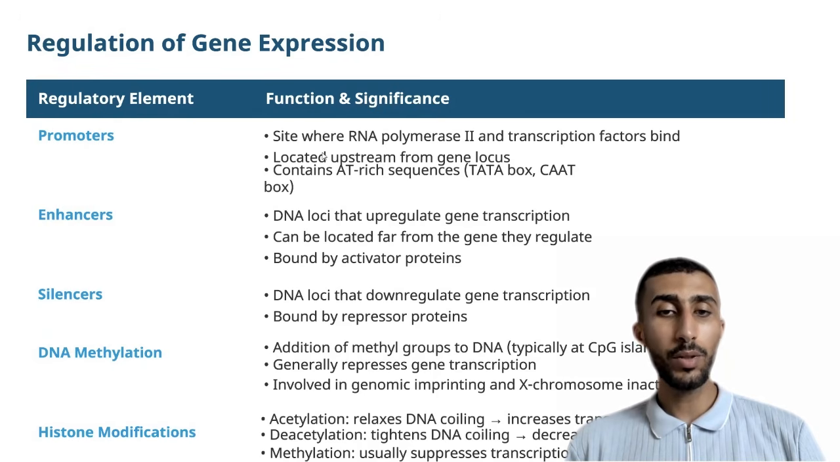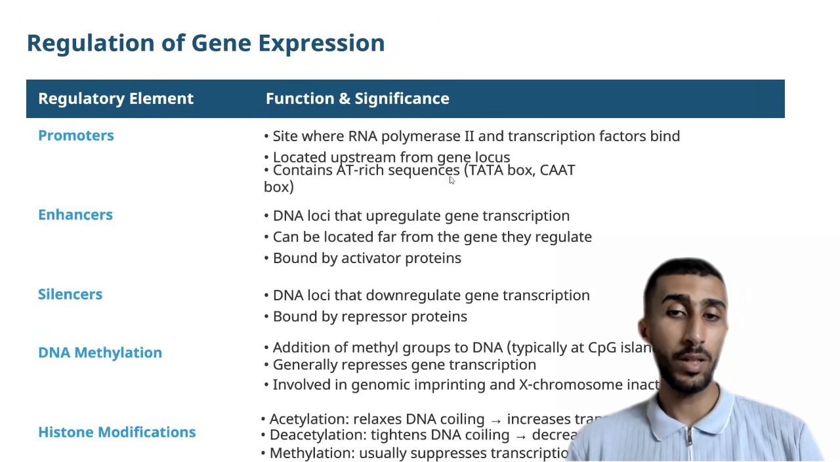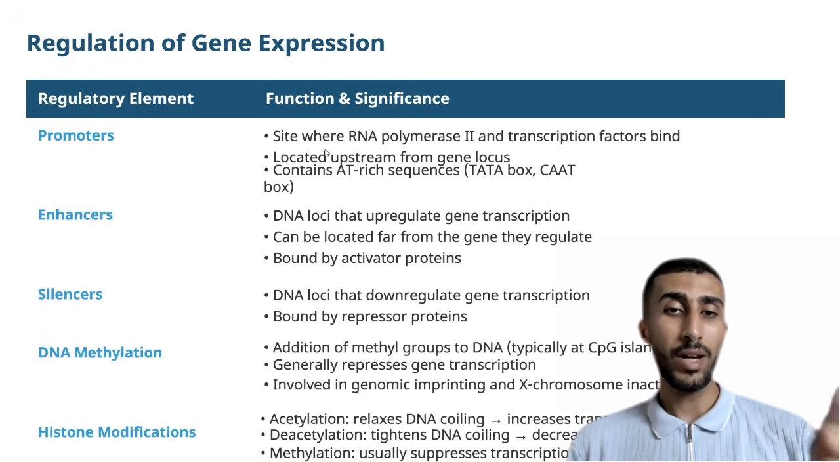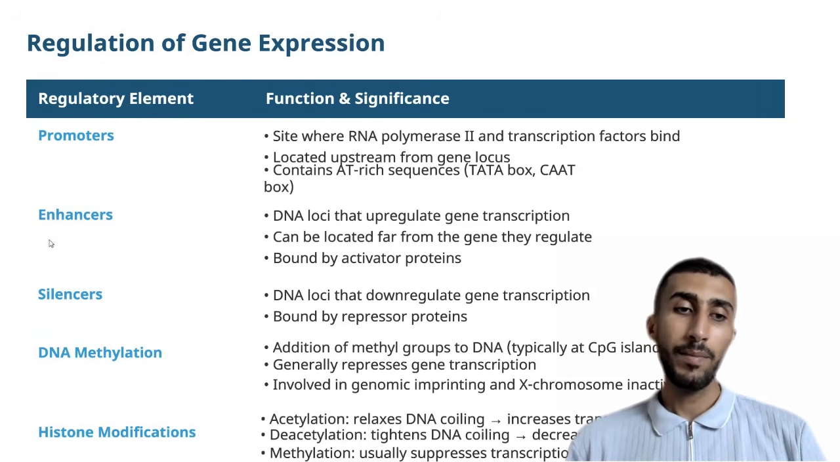The promoters are located upstream from the gene locus. It doesn't mean it is at the start of the gene locus, it occurs upstream of it. So the promoters are the site with AT-rich sequence, the sequence with 2 hydrogen bonds that is easy to break and to start transcription from this sequence. These are the promoter regions upstream from the gene locus, the site for RNA polymerase 2 and the transcription factors to act. Next is the enhancer.